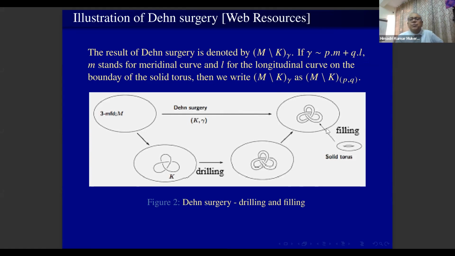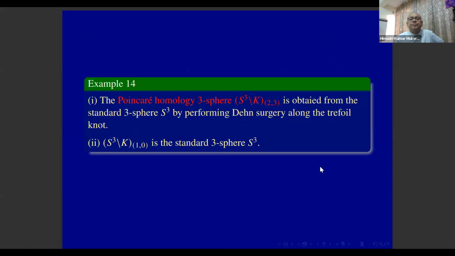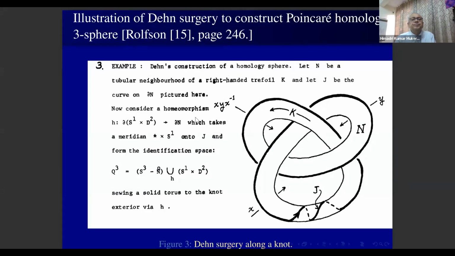Now, how this process of filling is done, I just quote something from Rolfsen's book. The Poincaré homology three-sphere, S3 minus K of (2, 3), is obtained from the standard three-sphere by performing Dehn surgery along the trefoil knot. And if you look at S3 minus K of (1, 0), it is the standard sphere because you don't do anything. You simply take it out and put it back. So you don't do any modification of the tunnel. Therefore, this is just the sphere itself.